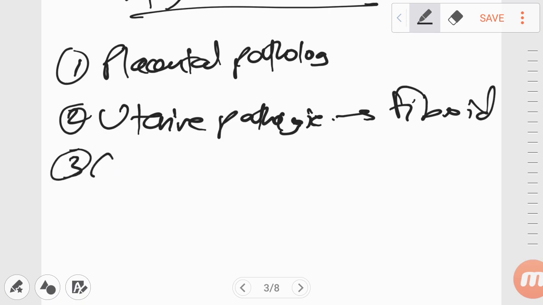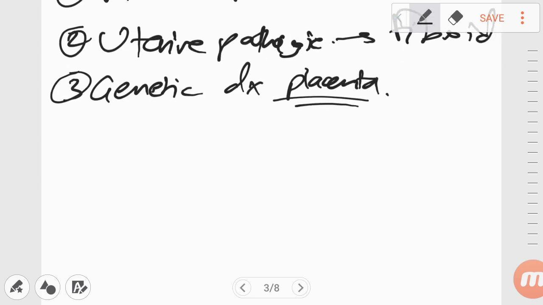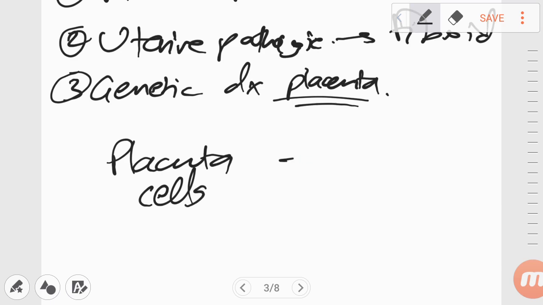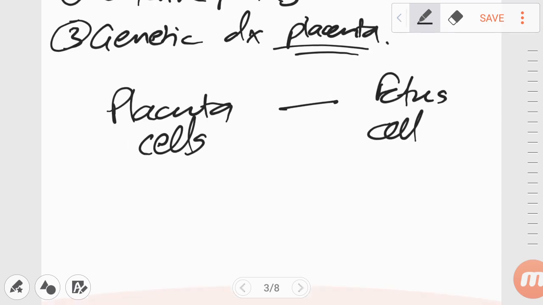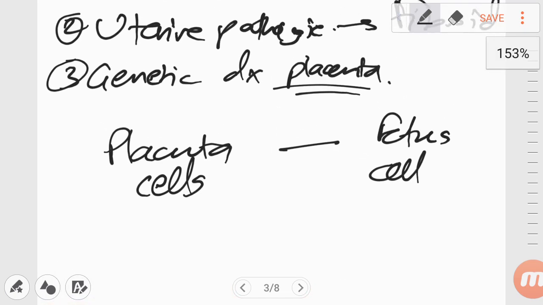Thirdly, if we have genetic defects in the placenta. What do I mean by that? Let's take a disease called confined placental mosaicism, in which the placental cells are actually different from the cells present in the fetus. So these are placental cells and these are fetus cells. Normally, they both are supposed to be similar in composition. Why? Because both of them originated from the same zygote.